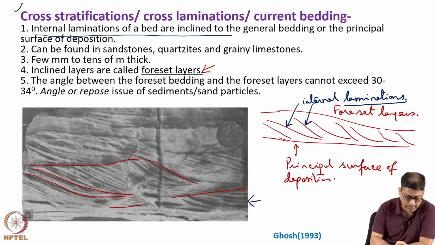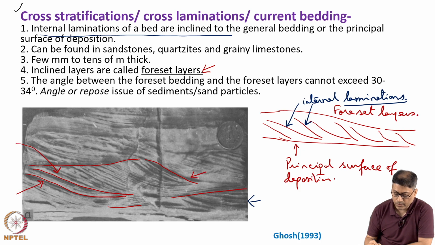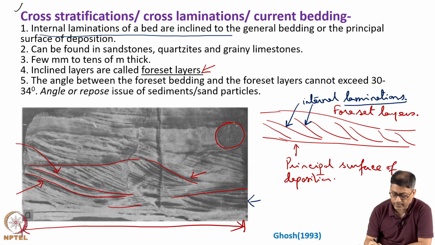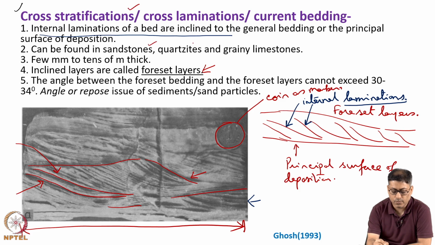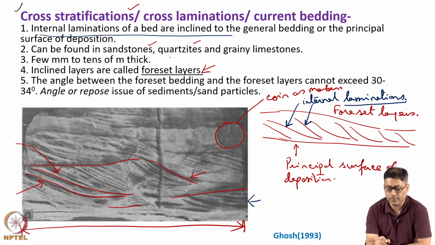So, where are the foreset layers? Just to point out a few, these are the foreset layers. Note that this is a coin, so you have an idea about the length of the field photograph, and here is a coin as a marker. Now, these cross stratifications can be found in sandstones, quartzites. Quartzites can be the low grade metamorphosed version of sandstones, or grainy limestones. Limestone is a non-clastic sedimentary rock, sandstone is a clastic sedimentary rock.